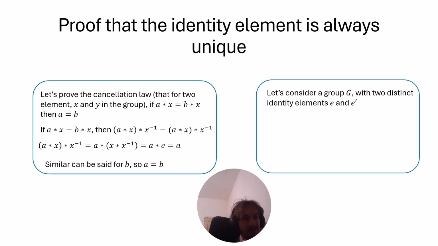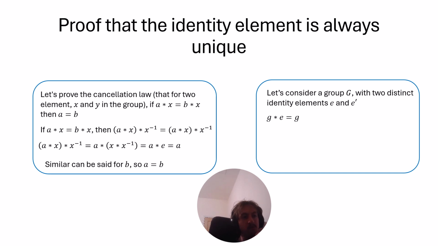So to get to the proof we were originally going for, let's consider a group G, and let's say that G has two identity elements, e and e prime. Now, if the identity element is unique, then by definition, e and e prime are going to have to equal each other. And we're going to show that this is true.